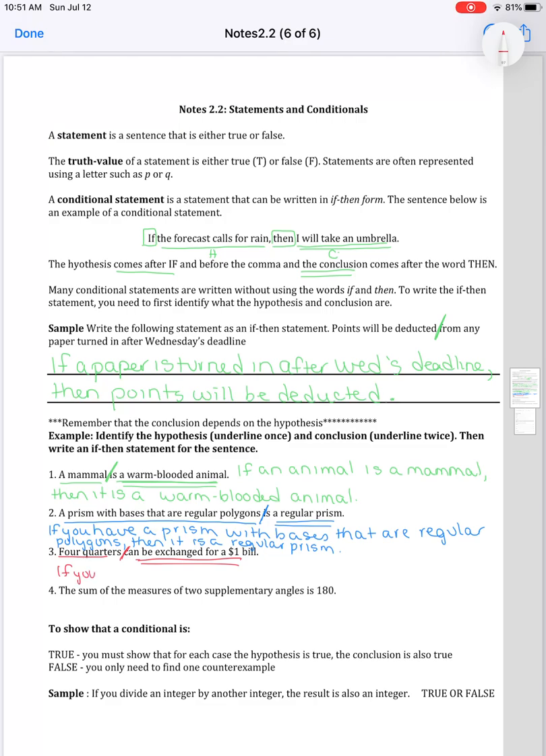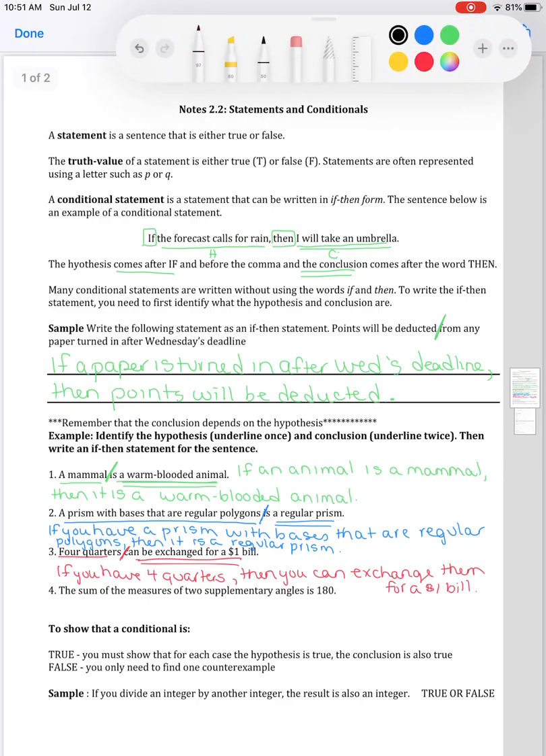So I'm going to split it after 4 quarters. So hypothesis, conclusion. So if you have 4 quarters, then you can exchange them for a $1 bill.